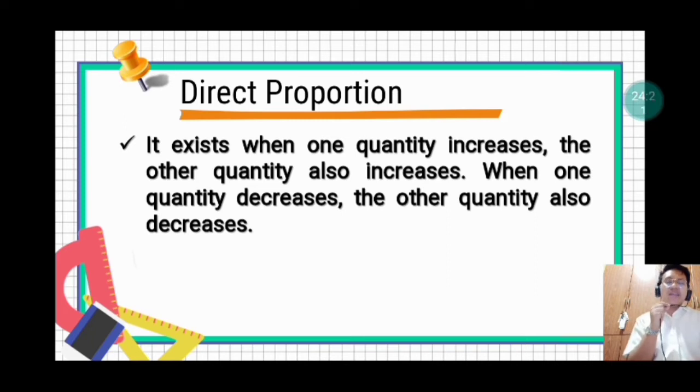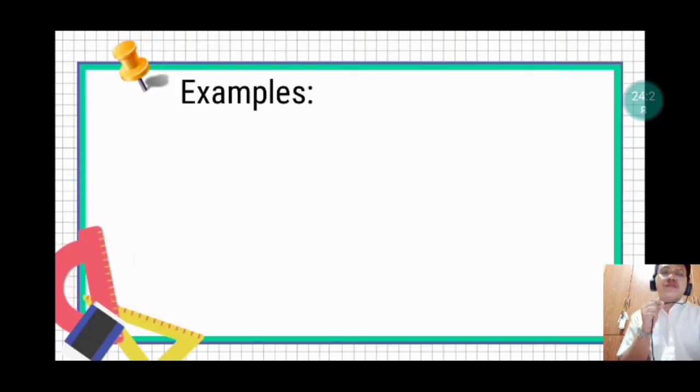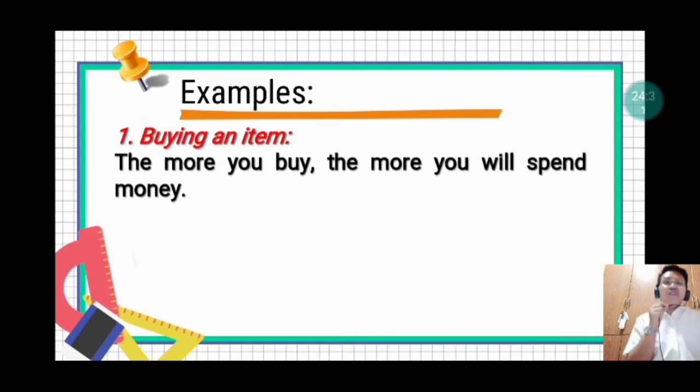Okay? Naintindihan. So, for your better understanding, I have here a real-life situation example para mas maintindihan nyo yung direct proportion. First, buying an item. The more you buy, the more you will spend money. Like for example, nagpasyal kayo sa mall ng mami mo, and then may nakita kang mga laruan sa department store, and gusto mo, marami kang mabibiling laruan. Of course, the more na madami kang bibilhing laruan, the more din yung mai-spend mong money.